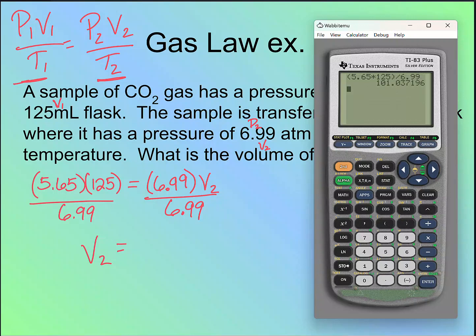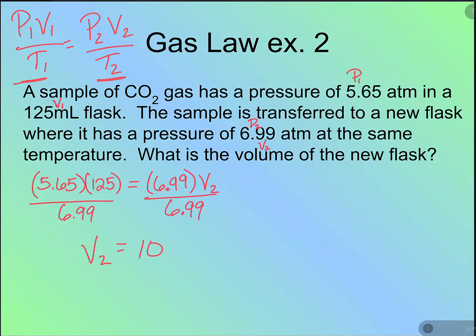101 point blah, blah, blah. So 101 is what I'm going to keep in my answer, and my answer is going to be in milliliters. Why is it going to be in milliliters? Because my V1 is in milliliters. If my V1 was in liters, then my answer would be in liters.